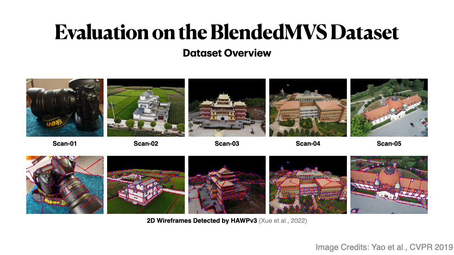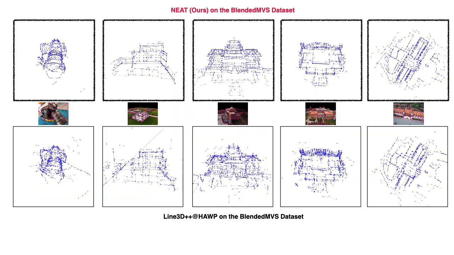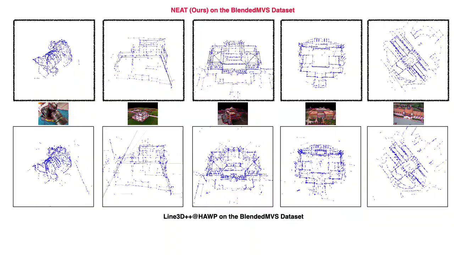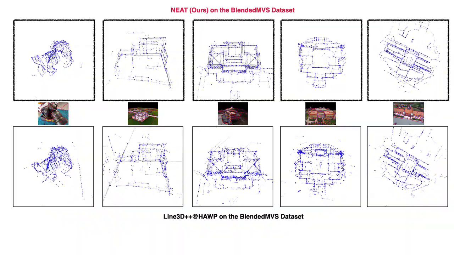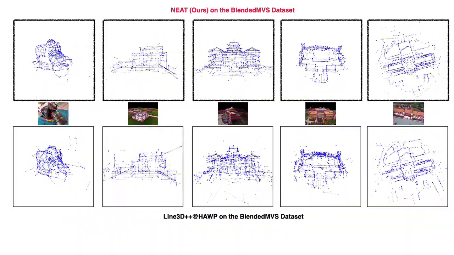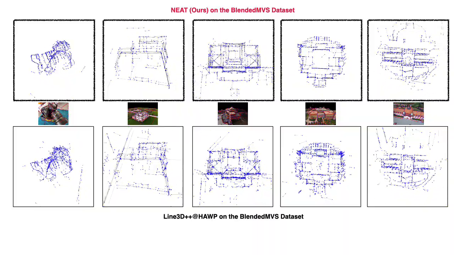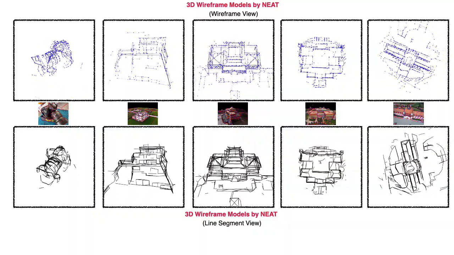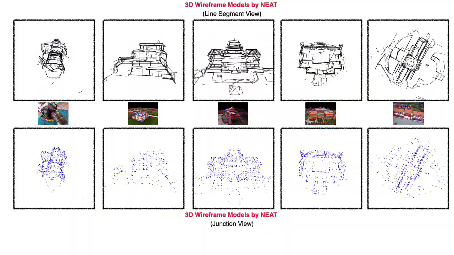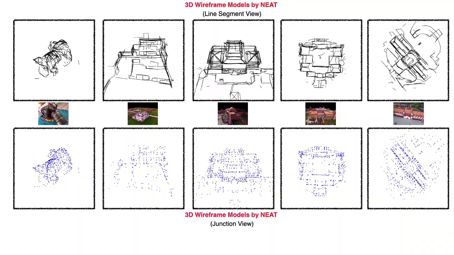Then, we evaluate our proposed method on the Blended MVS dataset. Five complicated scenes are used in our experiments. Here is a data overview for the input images and the detected 2D wireframes by HAWPv3. As illustrated, our proposed NEAT handles the complicated structures to achieve better reconstruction results in a matching-free way. By contrast, the reconstruction results by Line3D++ at HAWP are either incomplete or inaccurate. Many flying line segments can be observed. Here is another visualization for our results in the view of wireframes and line segments. Lastly, we show the reconstruction results in the line segment view and junction view.